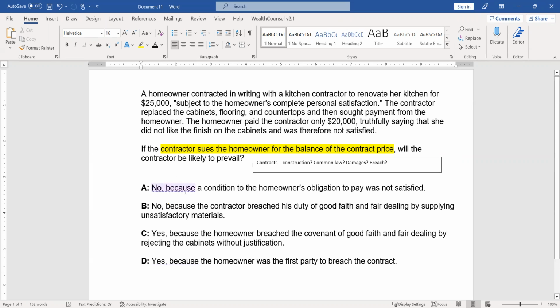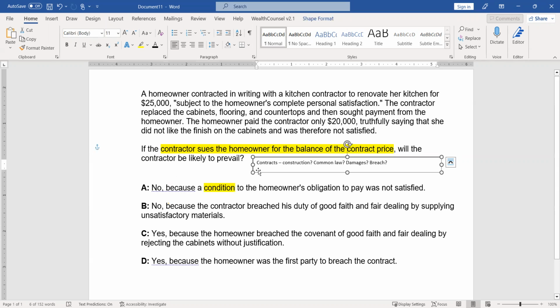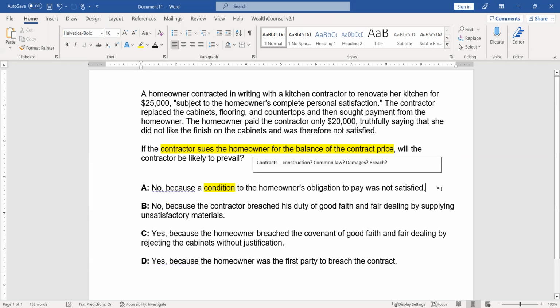The first answer choice is no, because a condition of the owner's obligation to pay was not satisfied. So this is testing you on condition precedent. We don't know if that is correct, depending on the fact pattern. Then, no, because the contractor breached its duty of good faith and fair dealing by supplying unsatisfactory material. This deals with good faith and fair dealing. And again, we don't know yet. It depends on the fact pattern.